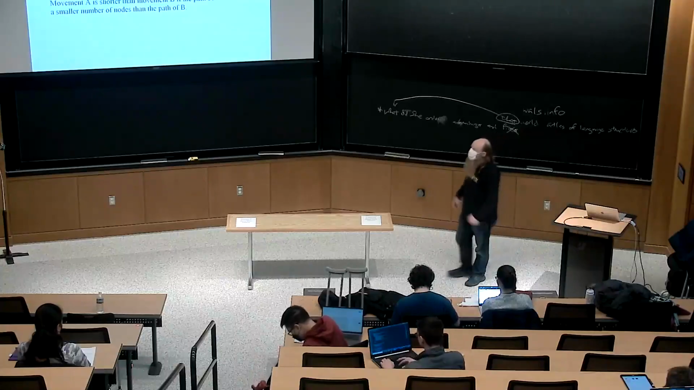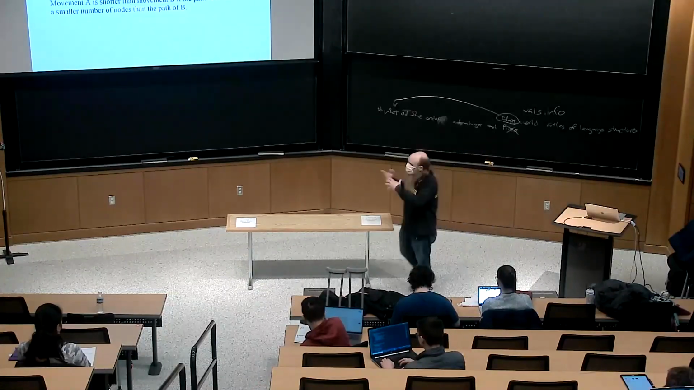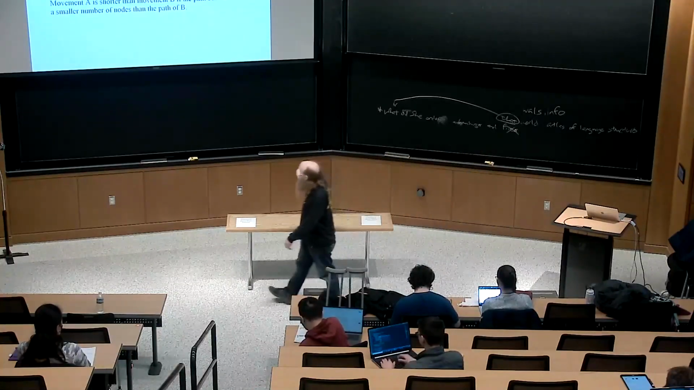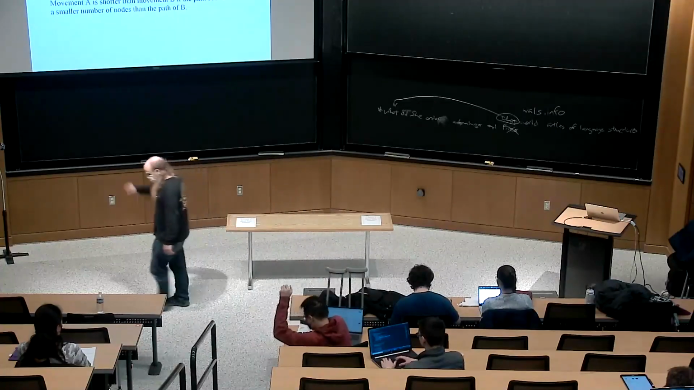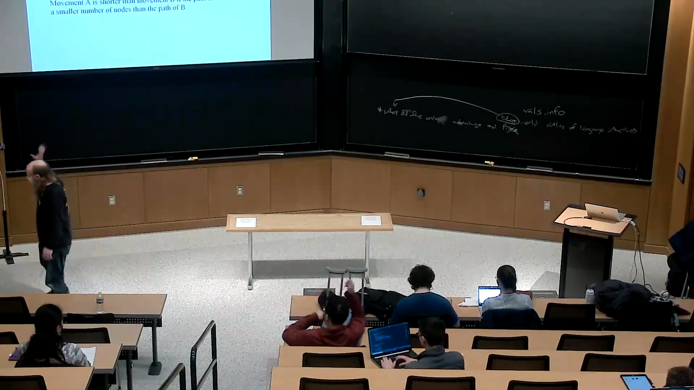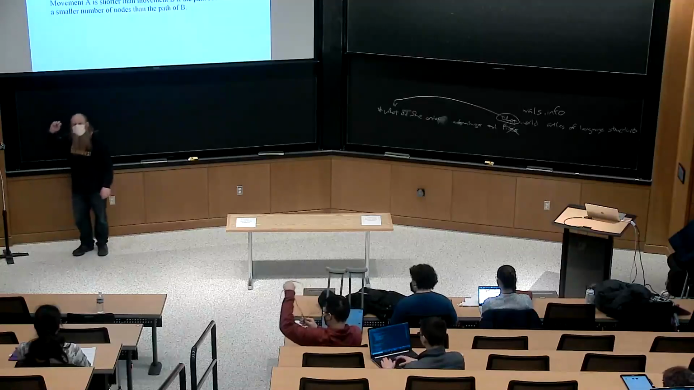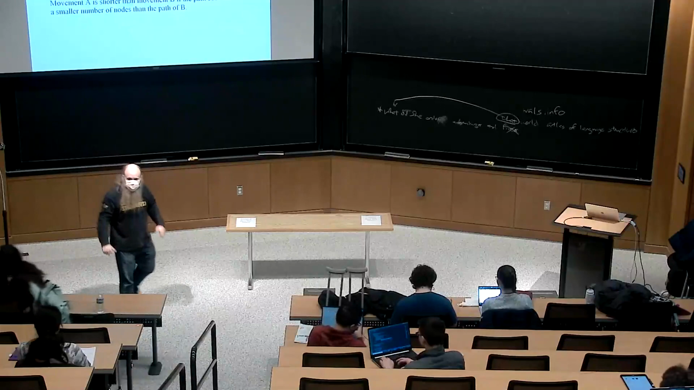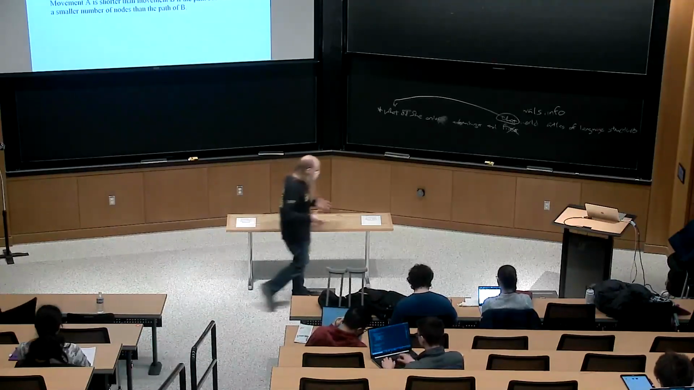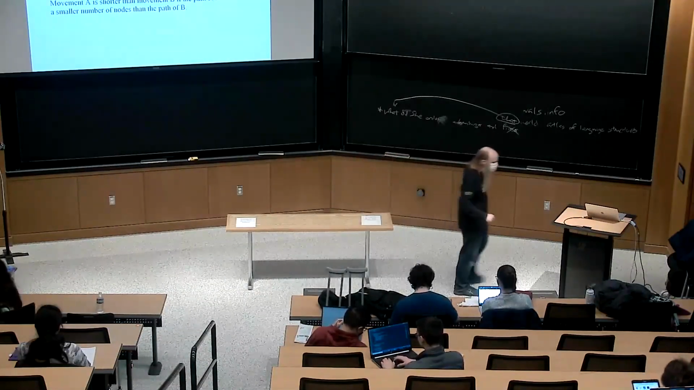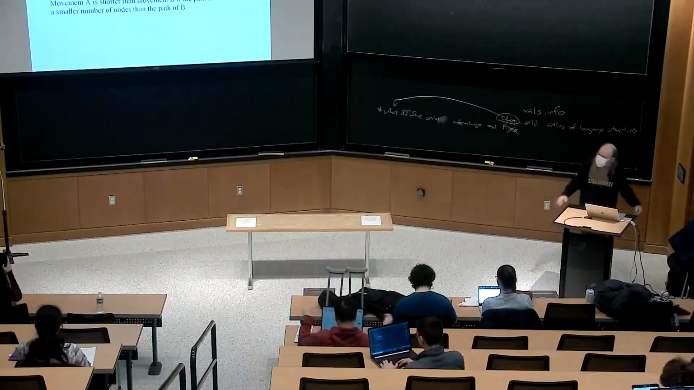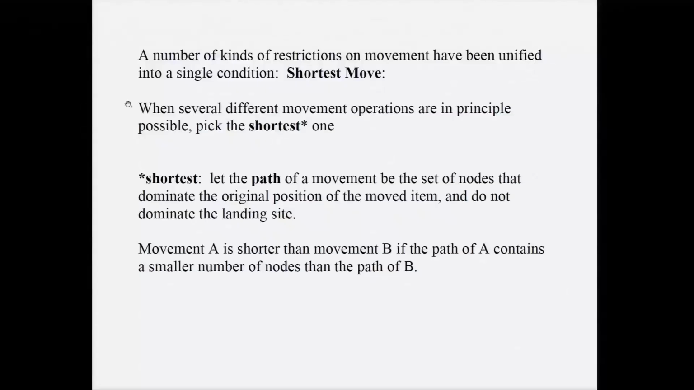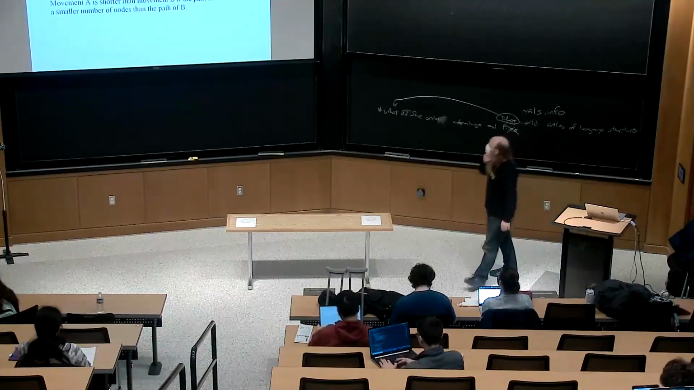There are also attempts to develop theories of why certain things are islands, why certain kinds of things are opaque to extraction. And I wanted to show you one theory of one particular set of examples like this, examples of places that you cannot move out of, because the explanation for why these particular things are opaque is particularly straightforward.